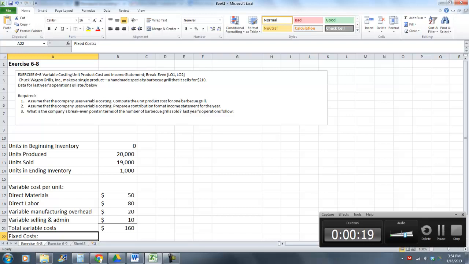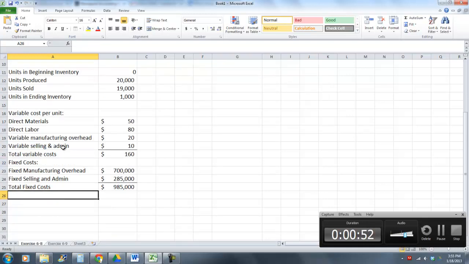Chuck Wagon Grills Incorporated makes a single product, a handmade specialty barbecue grill that sells for $210. Data for last year is listed below. The requirements of the problem are: assume that the company uses variable costing. Compute the unit product cost for one barbecue grill. Prepare a contribution format income statement for the year. What is the company's break-even point in terms of number of barbecue grills sold?